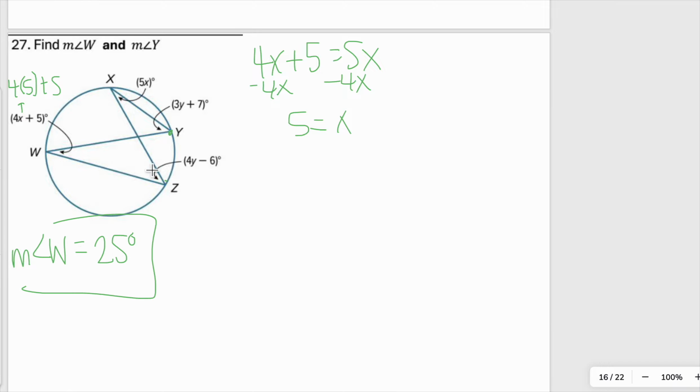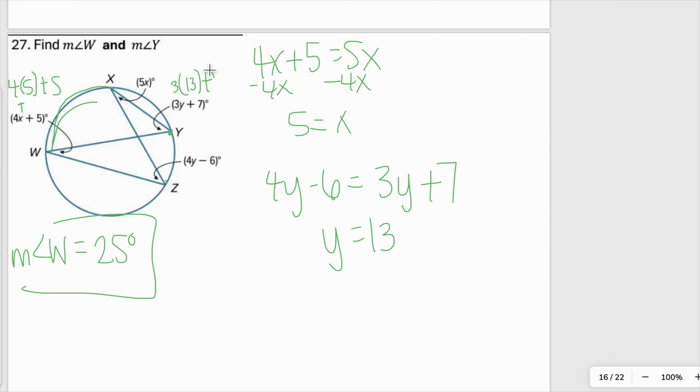And then Y, I did the same thing. I have this angle, angle Z is matching angle Y because they're intercepting arc XW. So 4y minus 6 equals 3y plus 7, subtracting y's from both sides, adding constants to the other. I'm going to get y is equal to 13. So, plugging that back in to find the measure of angle y, 3 times 13 plus 7. So the measure of angle y is going to be 46 degrees.